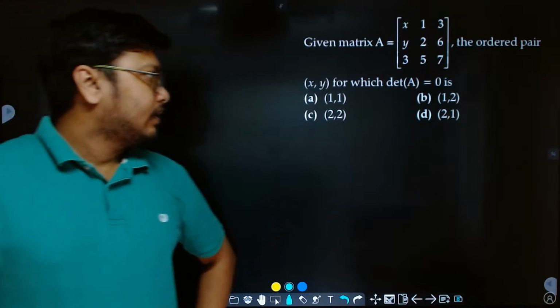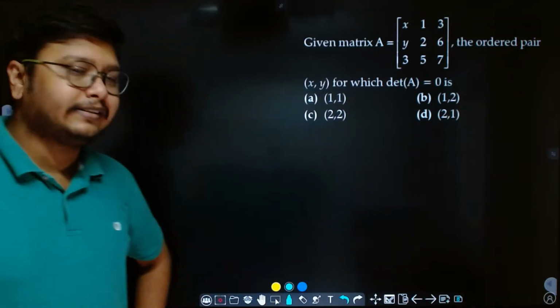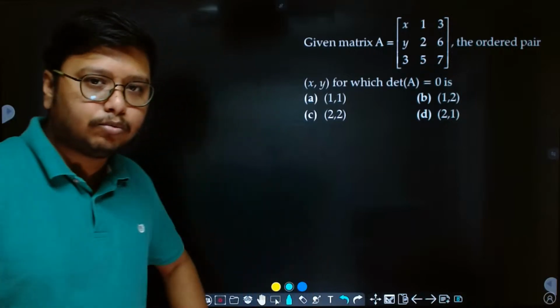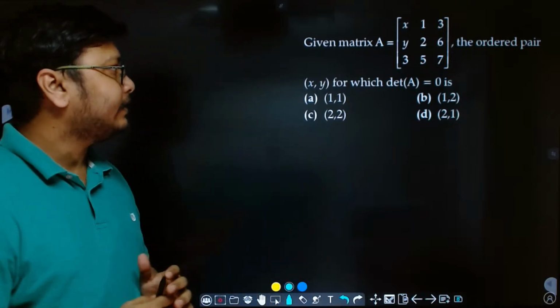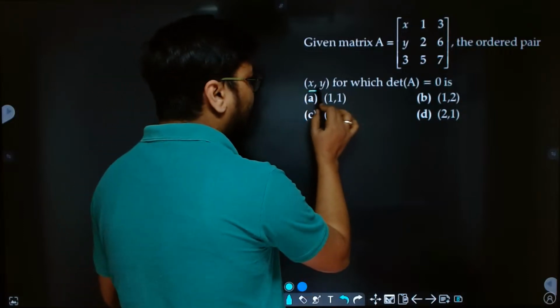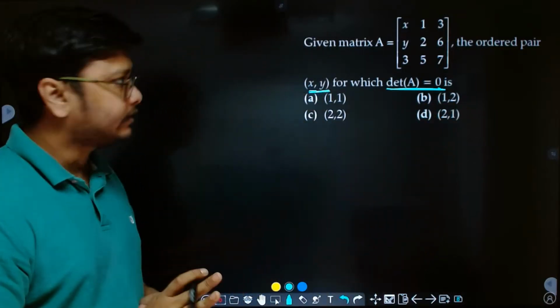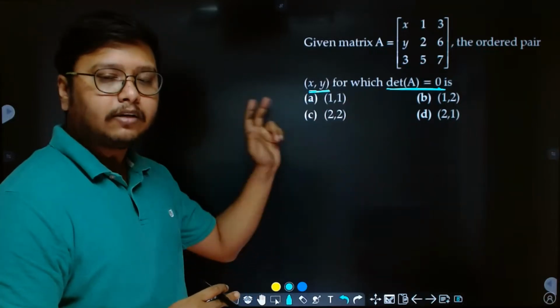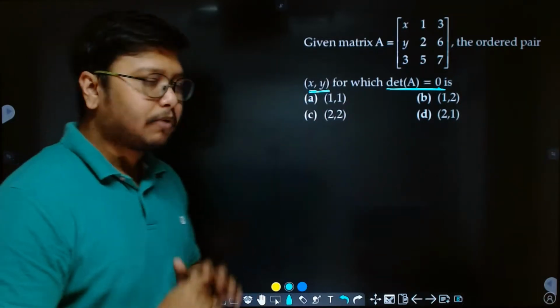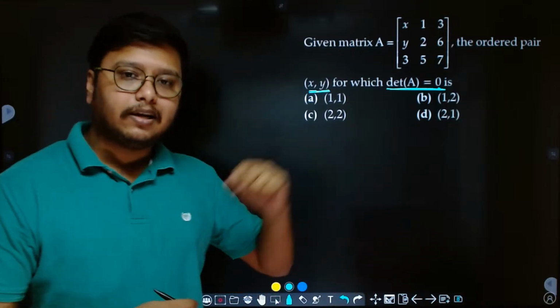Next. Let's see who can do this question, because you will not get the answer directly. You have to do something to get the answer. Let's see who can do this. It is saying that you have to find the value of x and y such that the determinant is 0. So the question is simple. You understand what to do. You have to take the determinant, set it equal to 0. From there, find x and y. Okay. The problem is you will get one equation. From there, you have to solve for two variables. Let's see who can do this.